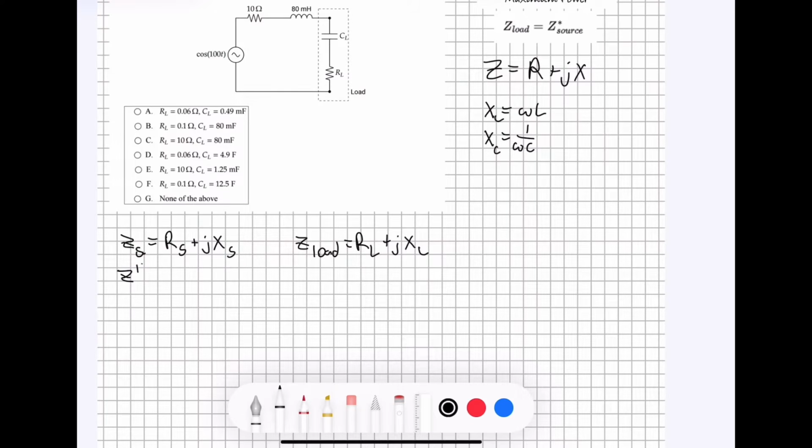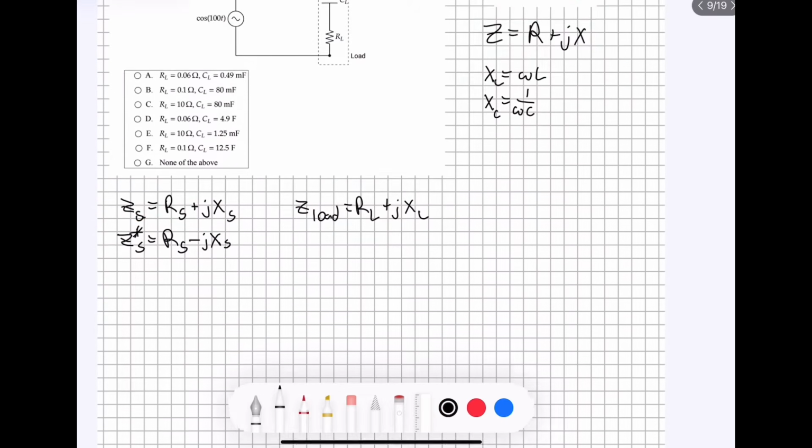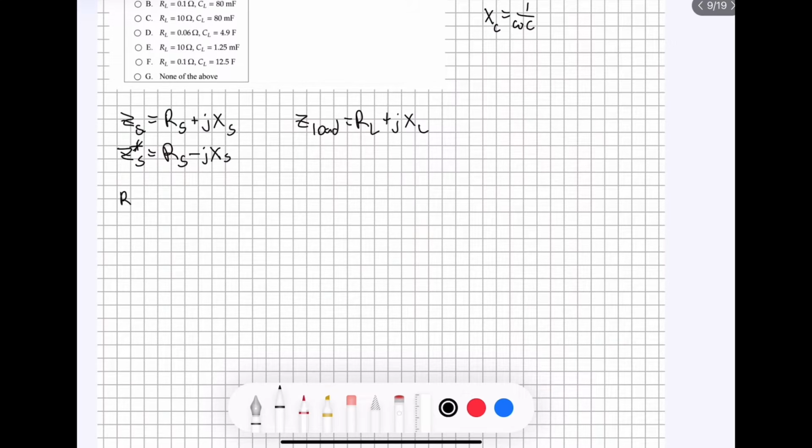So this is equal to the resistance minus the reactance multiplied by J. All right, and since we know that this value and this value here are equal to each other from the equation up above, we know that the resistance of the source minus J times the reactance of the source is going to be equal to the resistance of the load plus J times the reactance of the load.